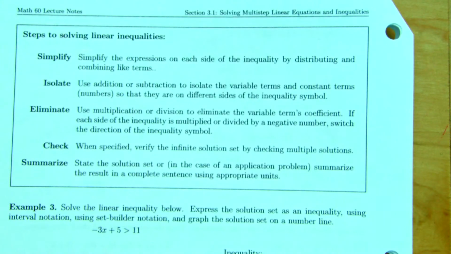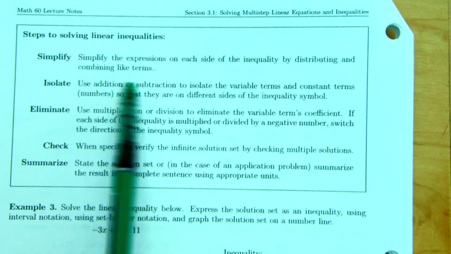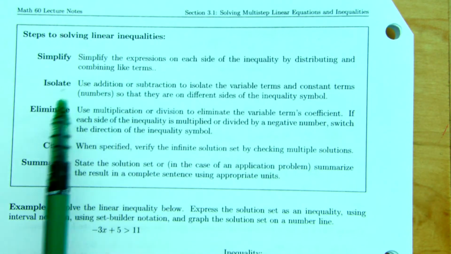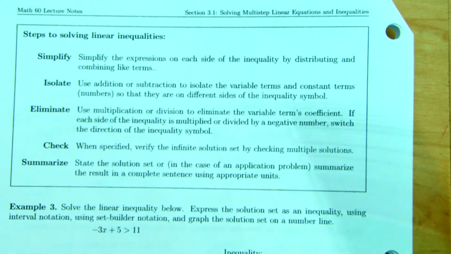Okay, so to solve linear inequalities, it's really basically the exact same process, right? We still want to simplify each side. We're going to try to isolate all of the variables on one side, all of the constants on the other side. Usually you want the variable with an inequality to be on the left.